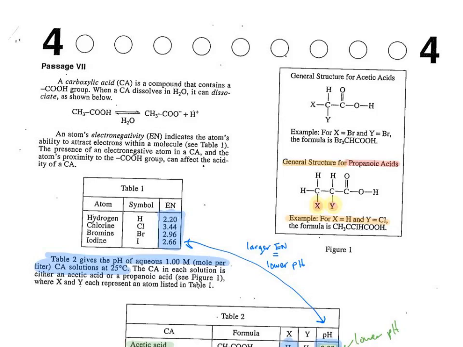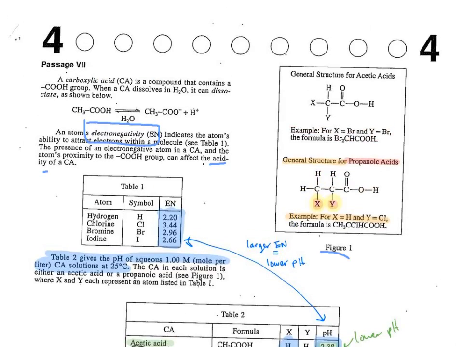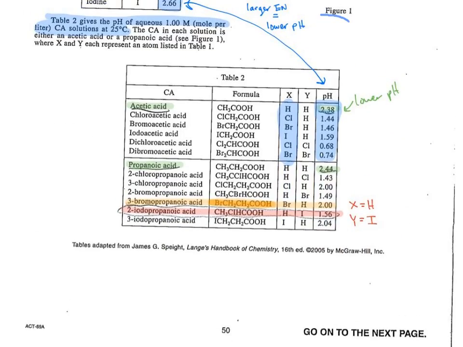In the last passage, which is the data passage, we are looking at carboxylic acids and propanoic acids, which have a different structure. They also have different properties, such as their electronegativity and also their acidity, so their pH. And we have some information in Table 1, Table 2, and then Figure 1 shows us the structure of different acids, acetic and propanoic acids.